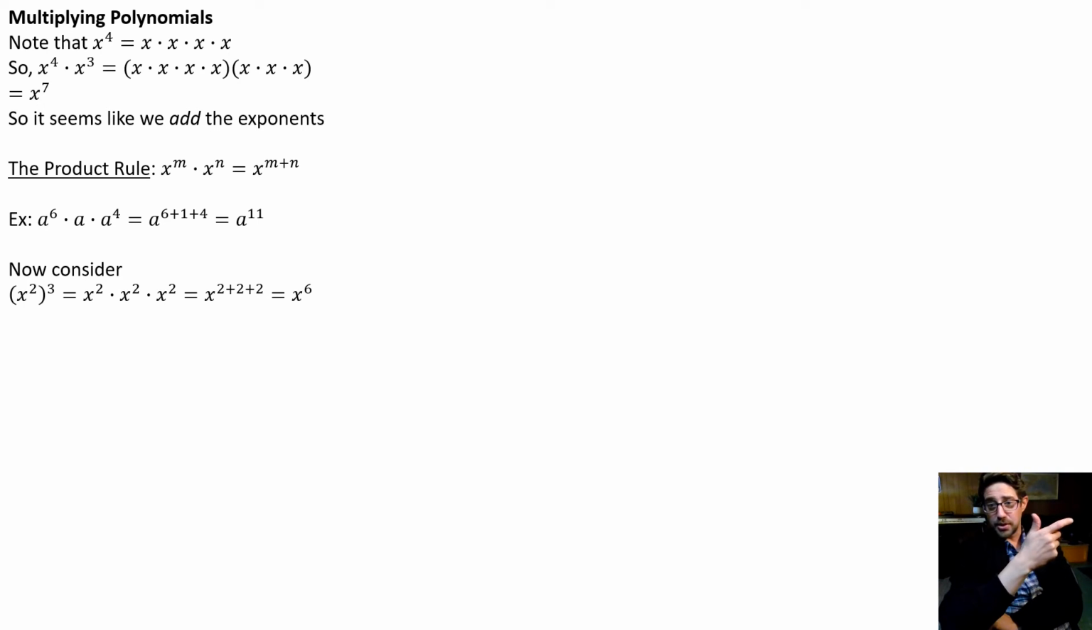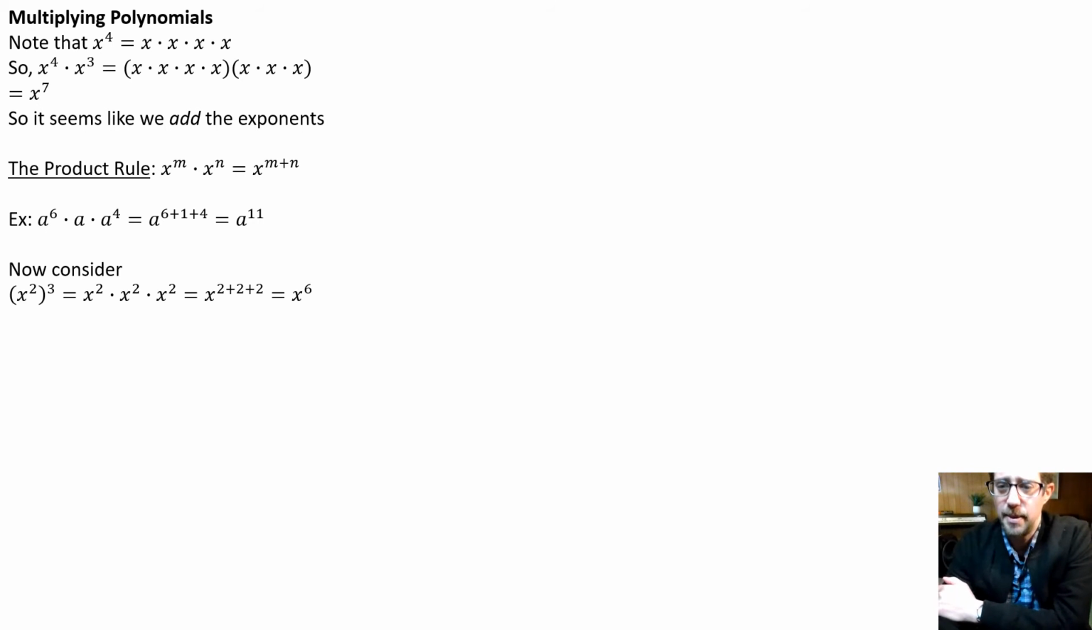So how do you get 6 from 2 and 3? Well, okay, you multiply them. So your intuition was correct. When you have a power to a power, you multiply the powers.